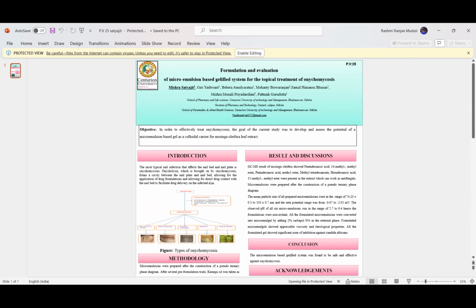Okay, Satyajit, you have just read all the text written on the poster. This is not the way to present. Okay, tell me, what is an emulsion? Yes, madam. What is an emulsion? Emulsion is W/O and O/W type. No, I am asking what an emulsion is.